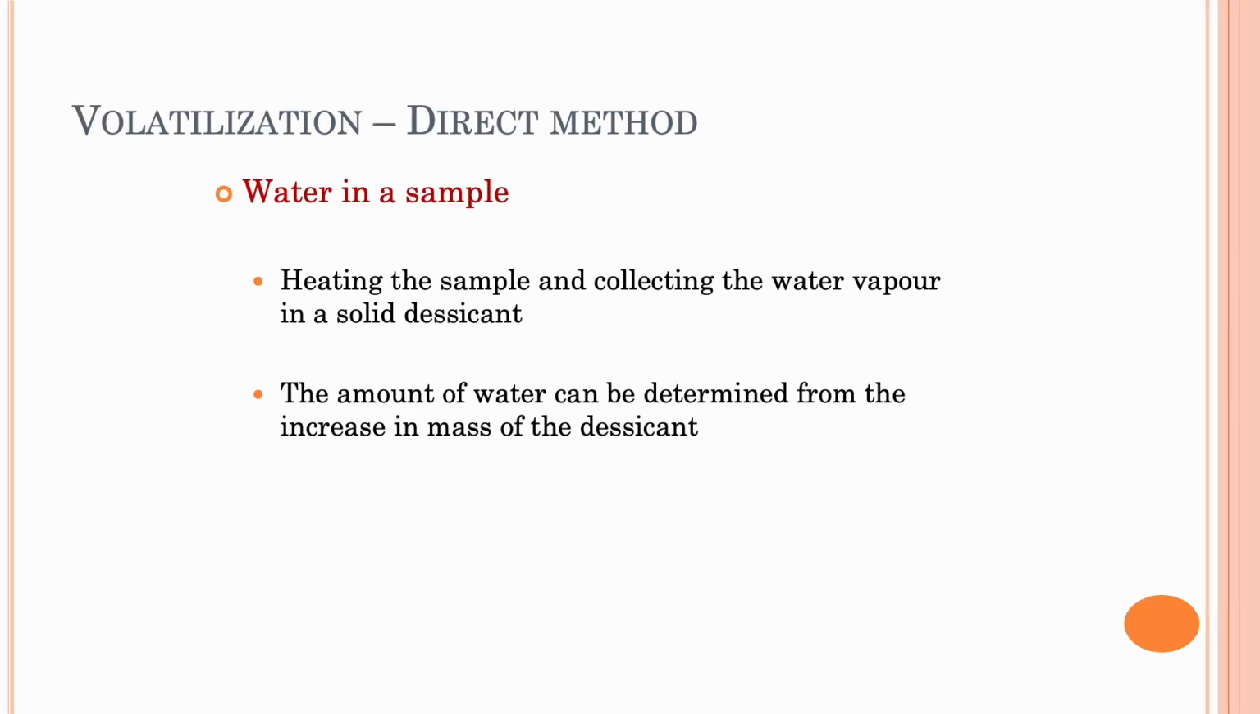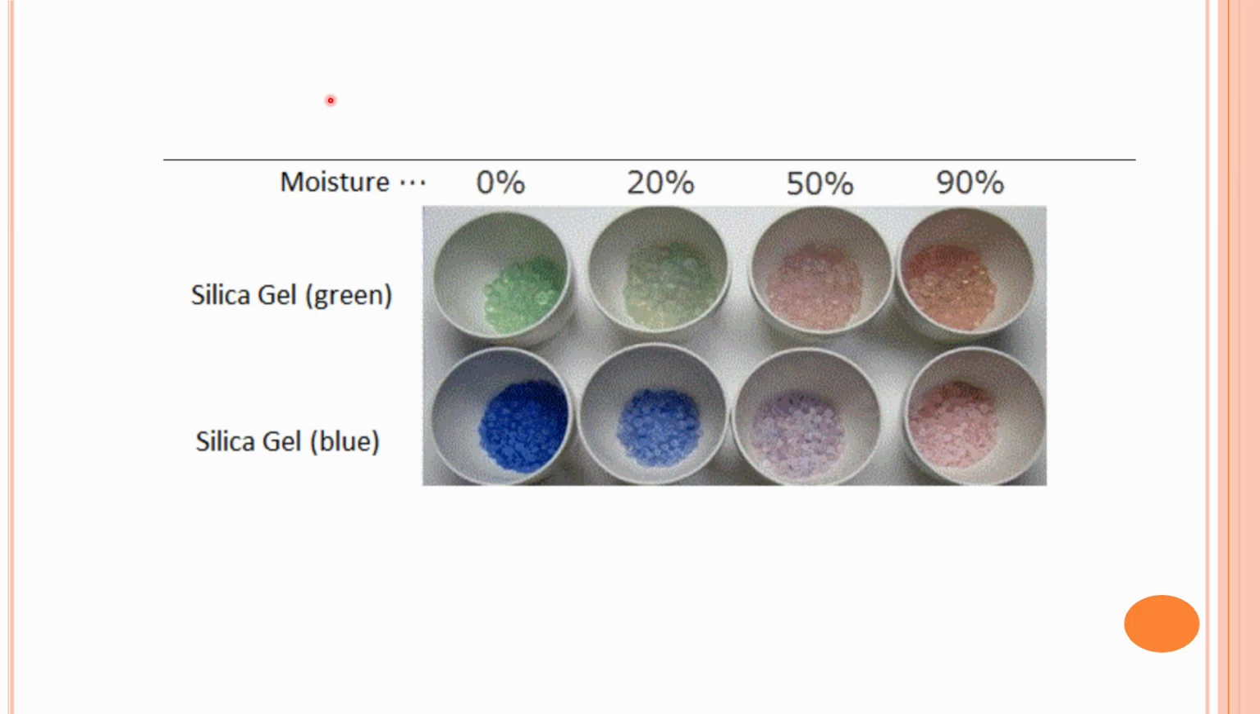You can also collect your water through direct methods. This is done by heating your sample and collecting the water vapor in a solid desiccant. The amount of water can then be determined from the increase in the mass of the desiccant. Basically, a desiccant is going to be absorbing your water and your moisture. A common example of a desiccant is silica gel, and this is just showing the color of your gel based on the amount of moisture that it is absorbing.